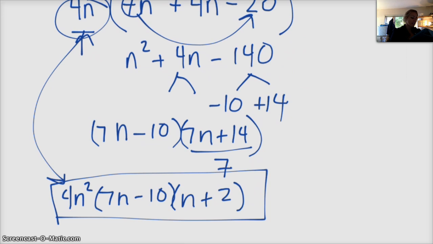And then you can get your zeros too, right? If it were a function, right? You set this equal to 0, you set this equal to 0, and you set this equal to 0. In this case, you have 4 zeros.